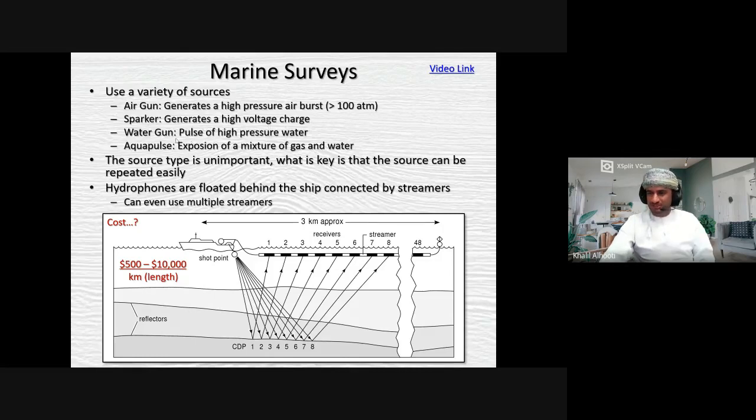Why you need to remember them or what they are? Unless you use them, then you need to know how they function and how they work. But in general, there are multiple types of sources. The most common is air gun, and they found that the air gun is more environmentally friendly. It has least effect to the mammals, marine mammals and animals.